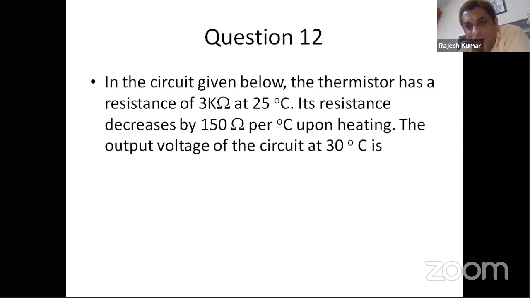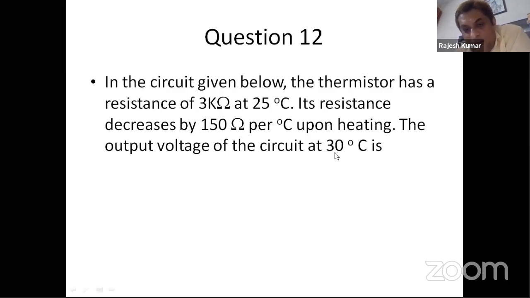One more question I'm going to show you. This is also based on op amps, but it has a thermistor. A thermistor is a thing whose resistance falls with increasing temperature, and they are mostly used in color televisions. If you increase the temperature, the resistance of the thermistor falls. In the circuit given below, a thermistor has a resistance of 3 kilo ohms at 25 degrees centigrade. Its resistance decreases by 150 ohm per degree centigrade upon heating. Therefore, with every 1 degree rise in temperature, its resistance falls by 150 ohms.